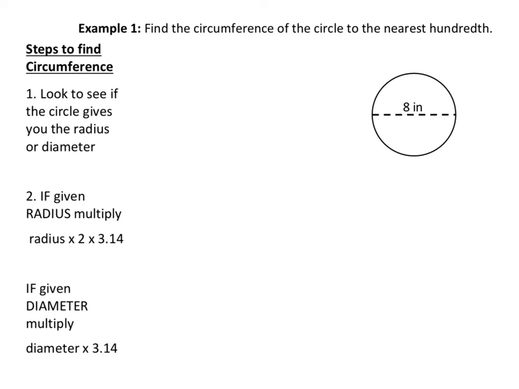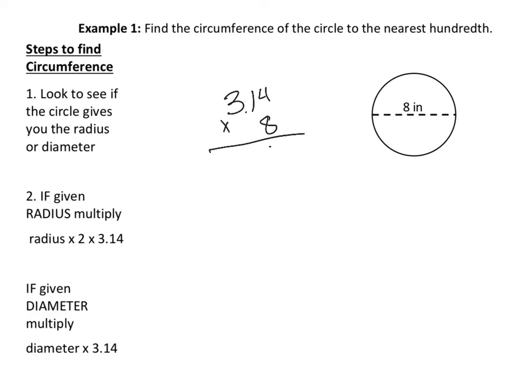So here's our first example. It says find the circumference of the circle to the nearest hundredth. Looking at our circle, we are given something that goes all the way across the circle. Looking at our last slide, we know that is our diameter. So if the diameter is 8 inches, we need to use the formula down here at the bottom. If given diameter, we multiply the diameter times 3.14. So we would multiply 3.14 times the diameter, which is 8.